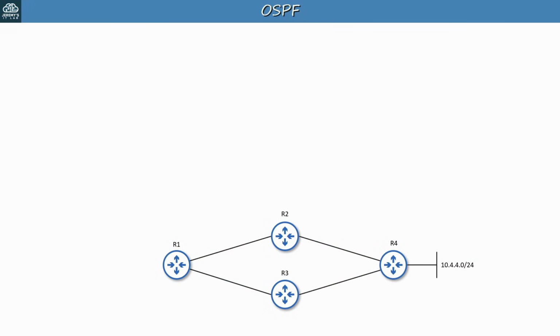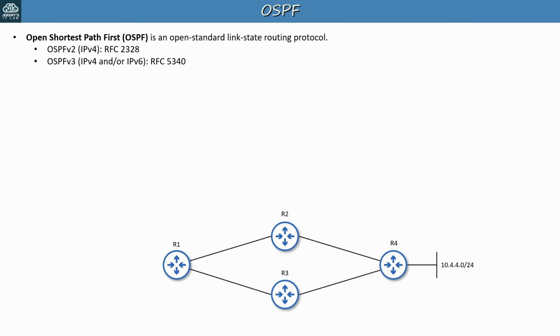Let's get started. First, let's begin with an overview of how OSPF works. OSPF is an open standard link state routing protocol. There are two versions in common use today. OSPF v2, which supports only IPv4, is defined in RFC 2328. This is what you learned in the CCNA. There is also OSPF v3, defined in RFC 5340. RFC 5340 specifically defines OSPF for IPv6, but OSPF v3 was later extended to support IPv4 as well.